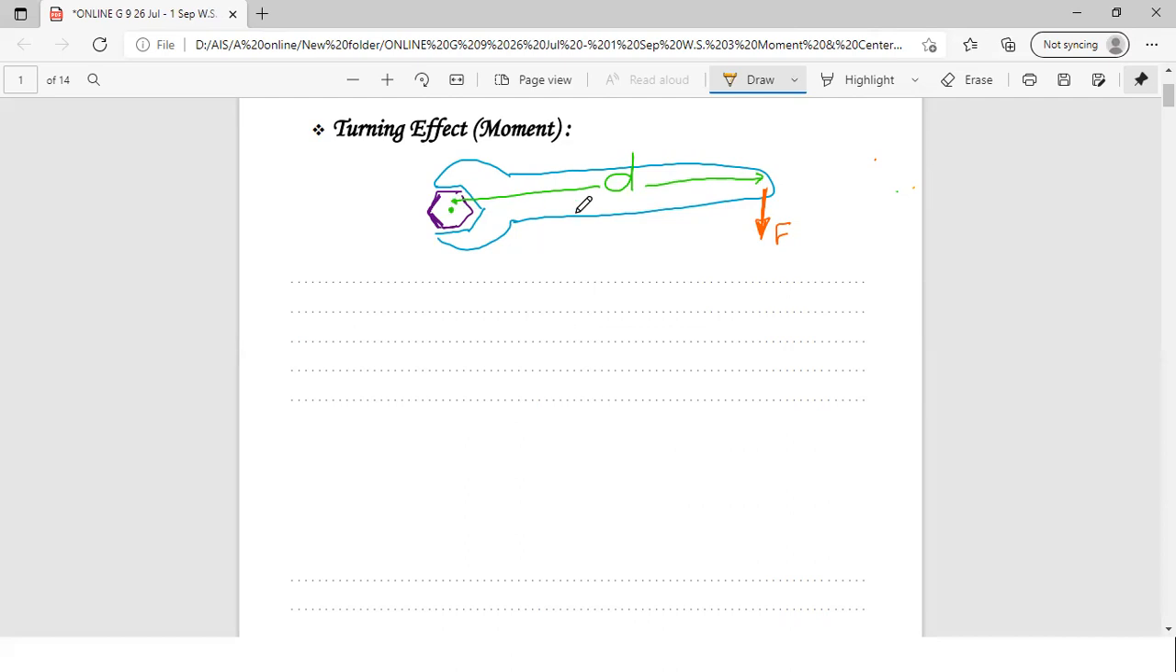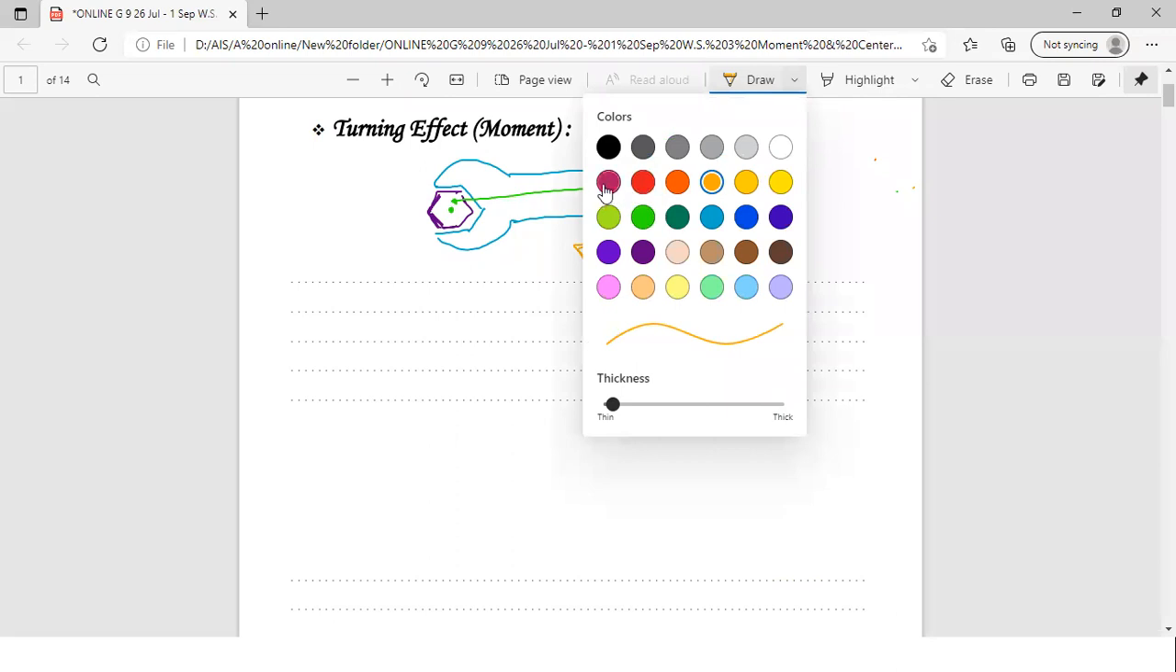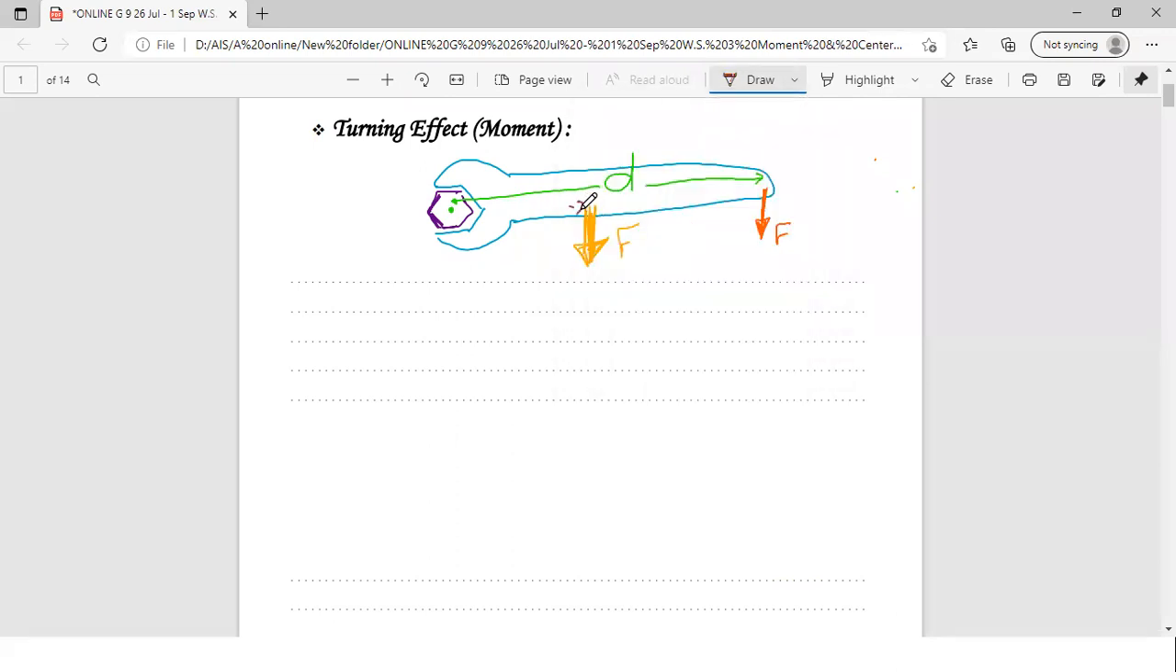But if I rotate this spanner by a force closer to the pivot, this point, the point of rotation, that means I will use a greater force to rotate it, because I am at a closer distance, a small distance from the pivot. Now both this force and this distance, maybe they make the same turning effect, the same moment clockwise.